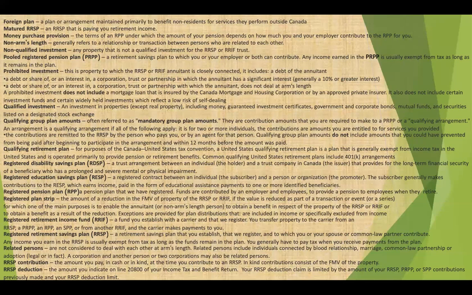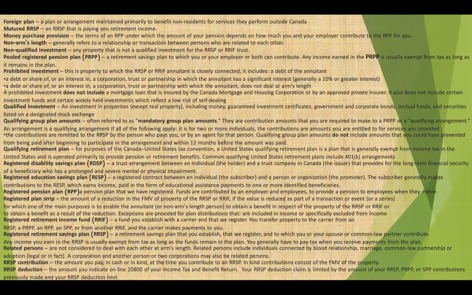Then qualified group plan is referred to as a mandatory group plan. It's a qualifying arrangement if all of the following applies. That is for two or more individuals, and the contributions are amounts you are entitled to for services you provided. Then qualified retirement plan, for the purpose of Canada and US, a US qualified retirement plan is a plan that is generally exempt from income tax in the United States.